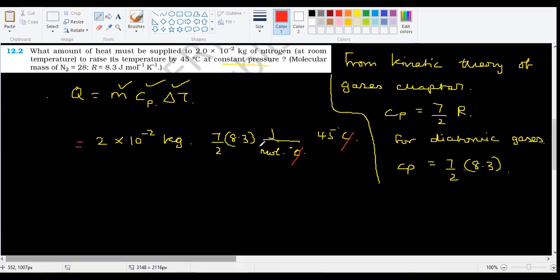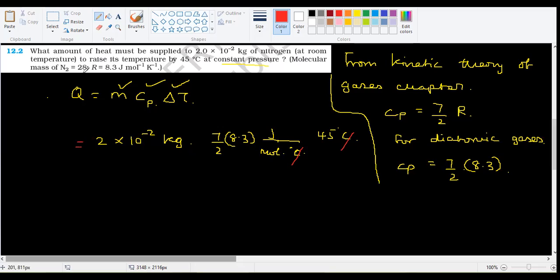Everyone following this? Yes, no? Yes, sir. So any thought how I can convert? Either I have to convert this kg to mole so that the mole and mole will cancel, or I have to convert this mole to kg.